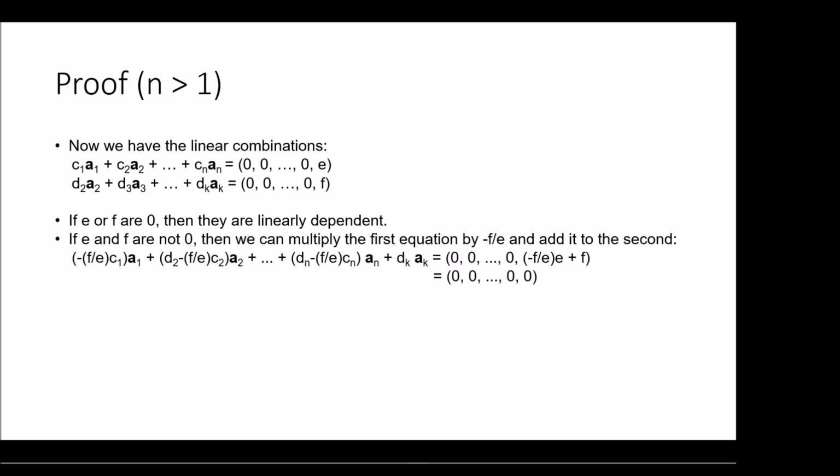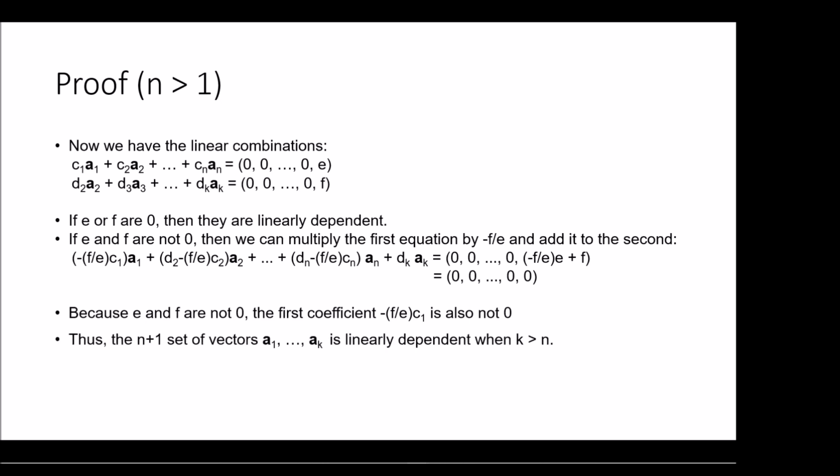If e and f are not 0, then we can multiply the first equation by negative f over e and add it to the second, which gives us this equality here. We see that on the right-hand side, the negative f over e times e plus f will reduce to 0. And because e and f are not 0, the first coefficient, negative f over e times c1, is a non-zero value as well, which leads us back to the linear dependence definition.